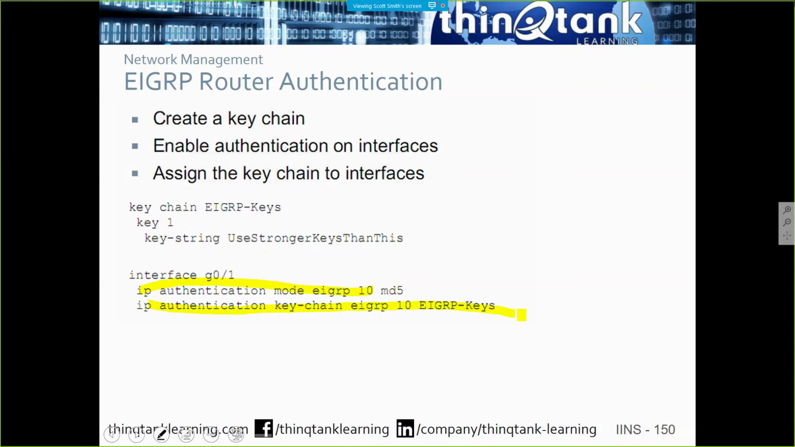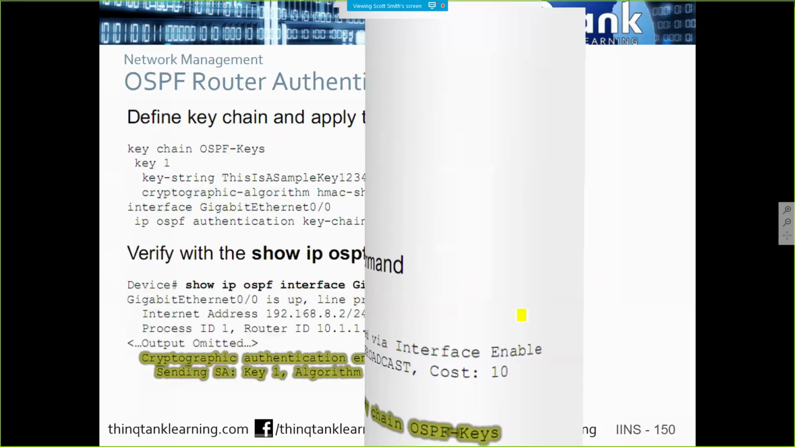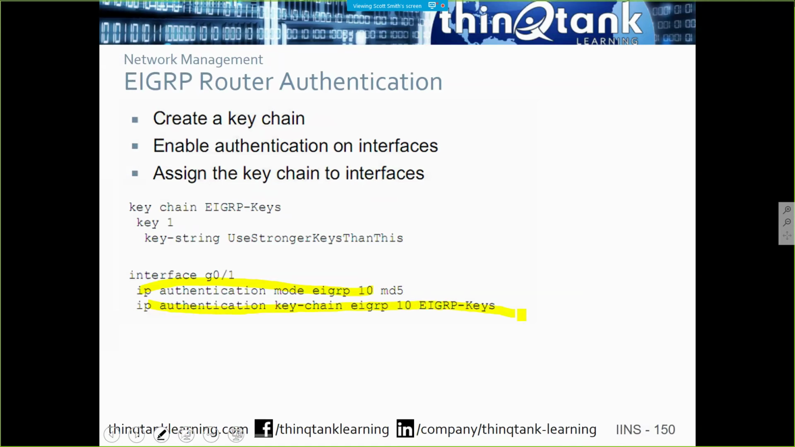Keychain. Yes, sir. Is there more than one key potentially in the keychain? Yes. You can have multiple keys within the keychain. If I don't specify a key ID at the interface level? No, in either case, you don't specify a key ID. What happens is we look at the list of keys, and we use the first available key in the list. All right?